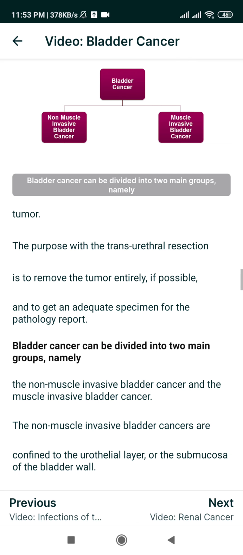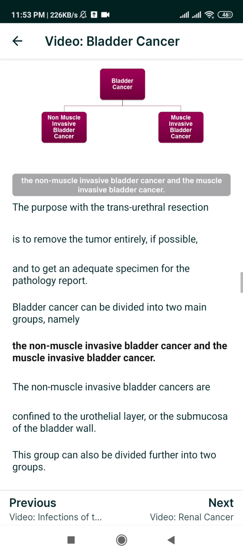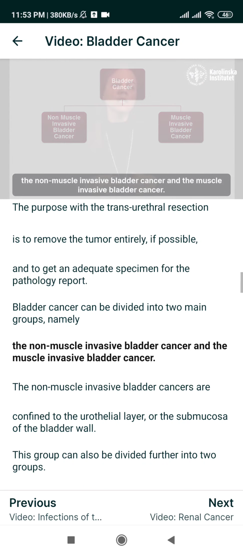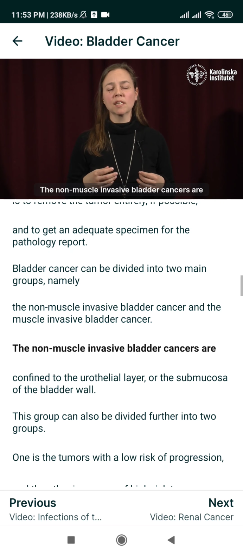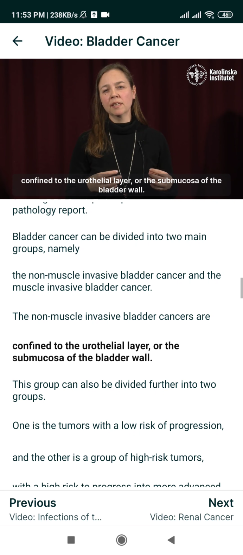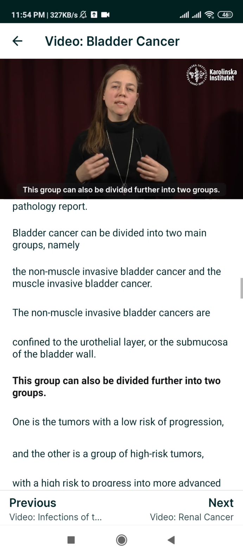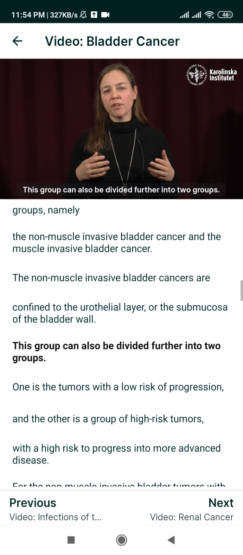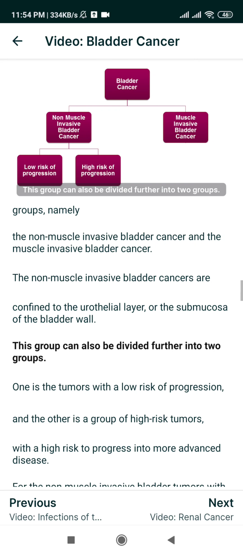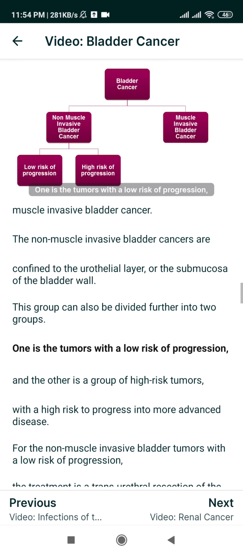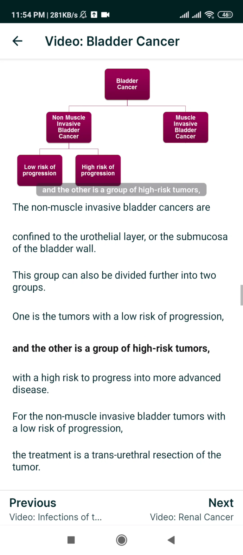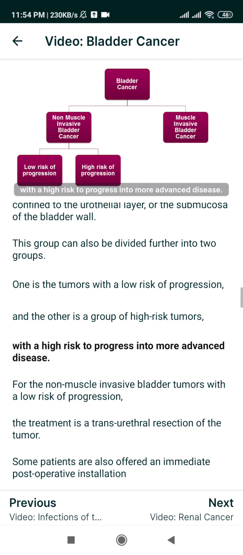Bladder cancer can be divided into two main groups, namely the non-muscle invasive bladder cancer and the muscle invasive bladder cancer. The non-muscle invasive bladder cancers are confined to the urothelial layer or the submucosa of the bladder wall. This group can also be divided further into two groups. One is the tumors with a low risk of progression, and the other is a group of high-risk tumors with a high risk to progress into more advanced disease.